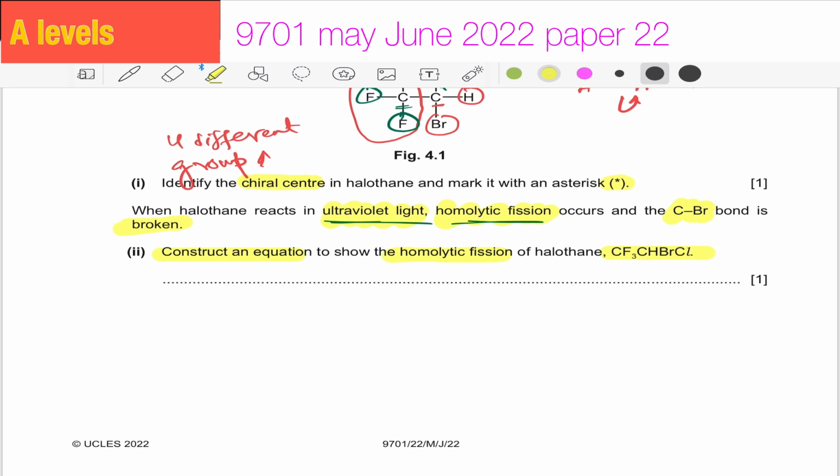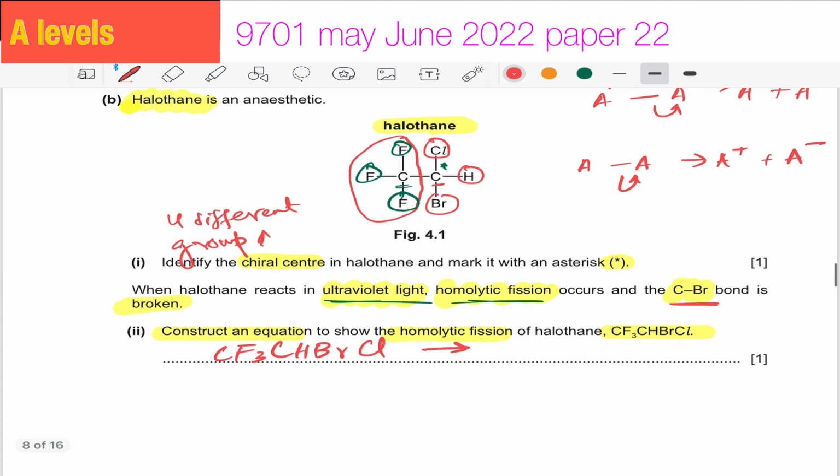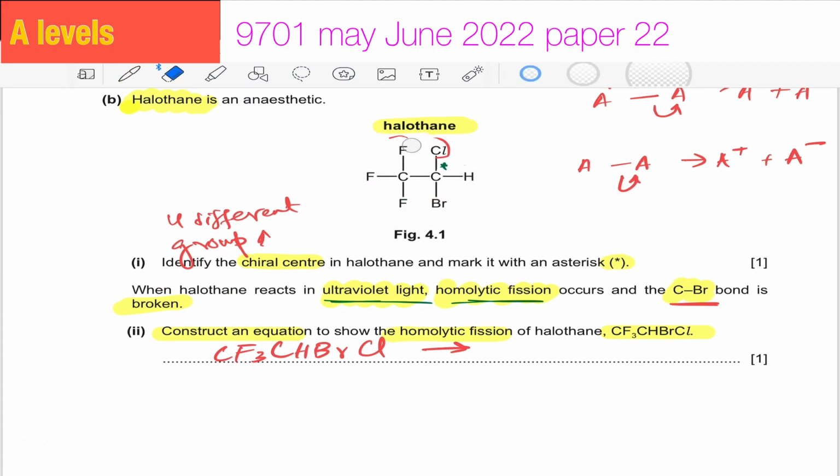CF3CHBrCl. So we have to construct an equation for the homolytic fission of CF3CHBrCl. So they have already told us that the C-Br bond will break. That means, let me just erase this all. So that means this particular bond will break, and because it is homolytic fission, it will break homolytically.